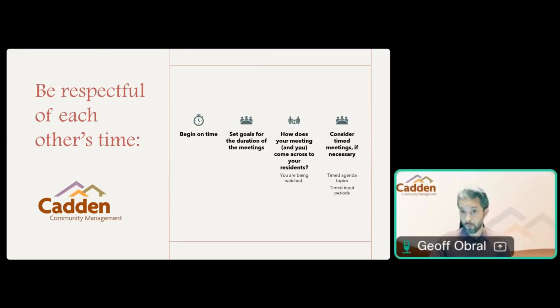Sometimes it's good to set goals for the duration of your meeting as well. If you look at your agenda and you think, well, I think we can accomplish all of these things within 1 hour, that's in the back of everyone's mind so that we can work to achieve that goal. And if we start to linger on a topic, maybe it encourages people to move that subject along a little bit more timely.